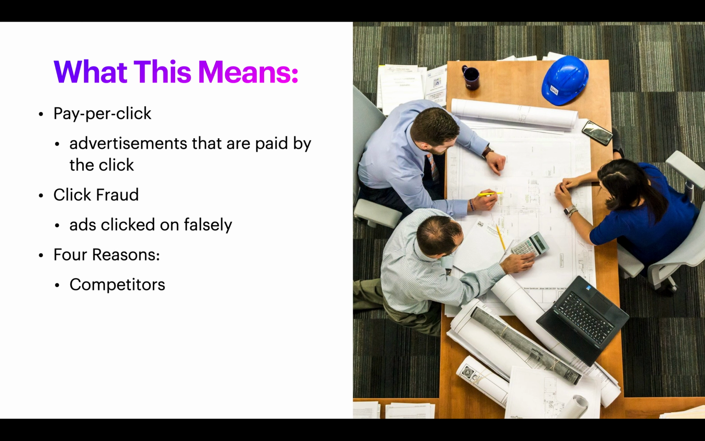Number one is competitors. Competitors will drive up your numbers in order to run out the money you have invested in your ad. Then, once the money is out and your ad stops, their ad can take the top spot. There are also fraud rings. These rings work by using fraudulent clicks to gain money for themselves.